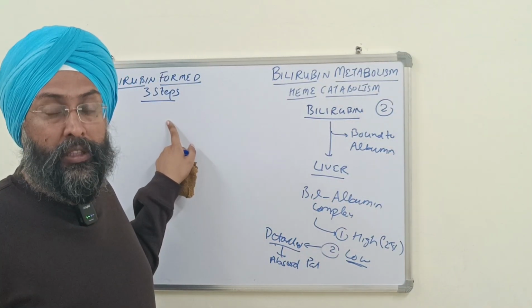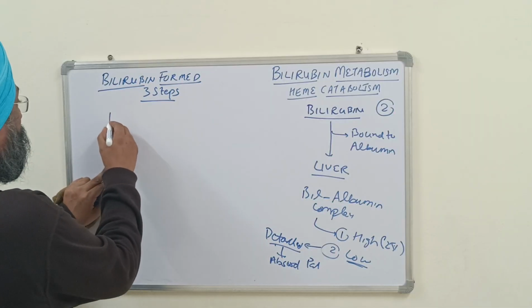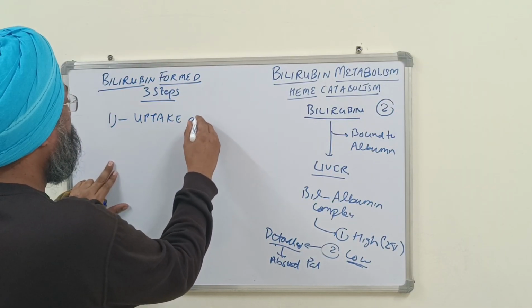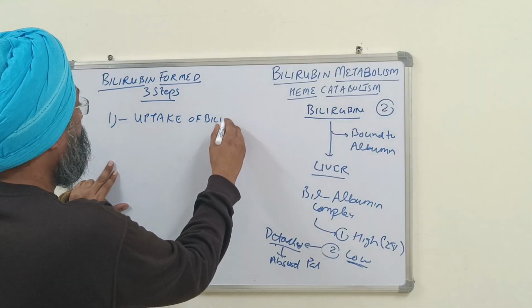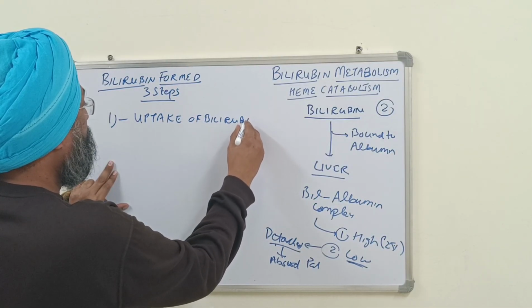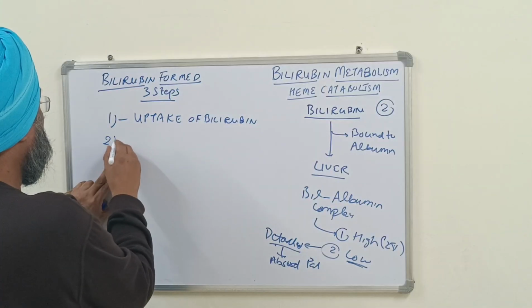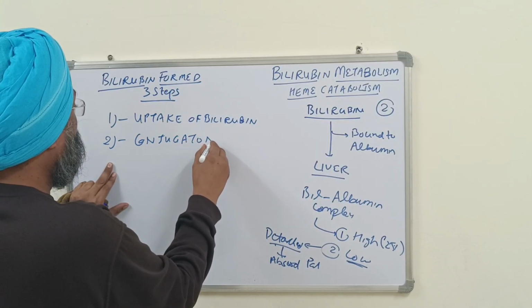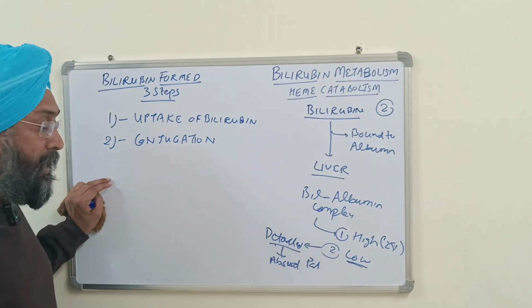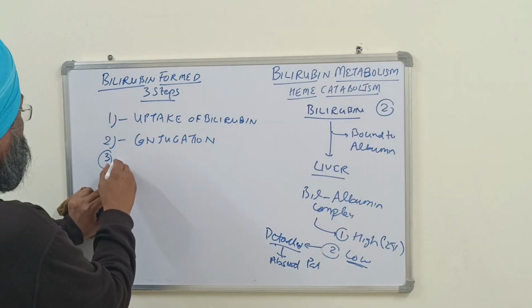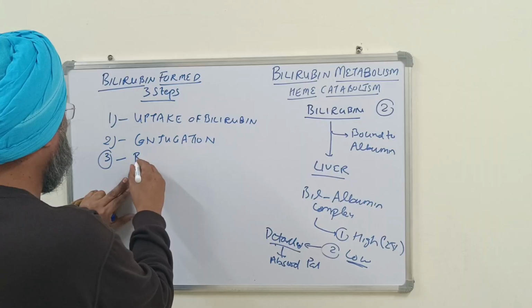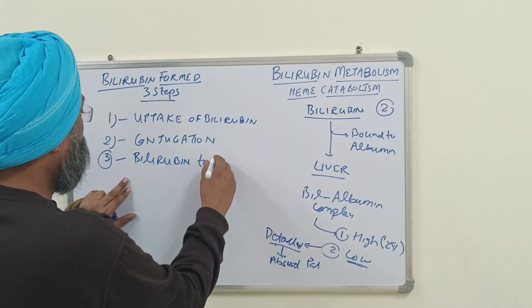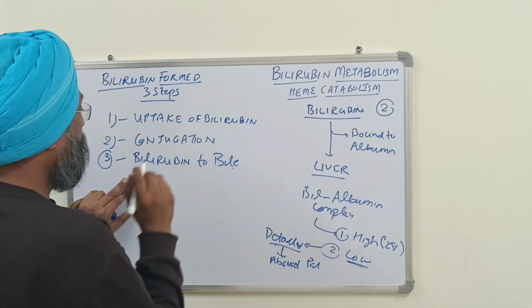Now bilirubin metabolism has three steps. First is uptake of this bilirubin by hepatocytes, the second step is conjugation of this bilirubin, and the third step is excretion of bilirubin into bile.